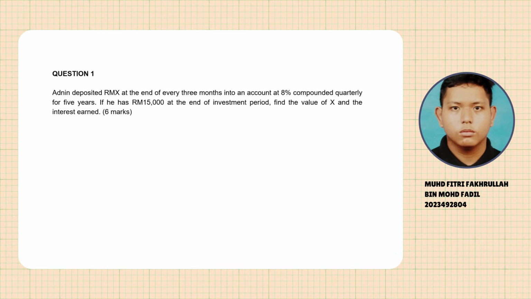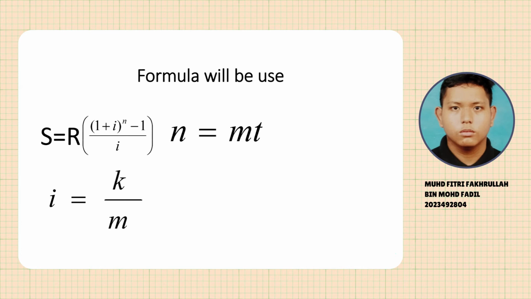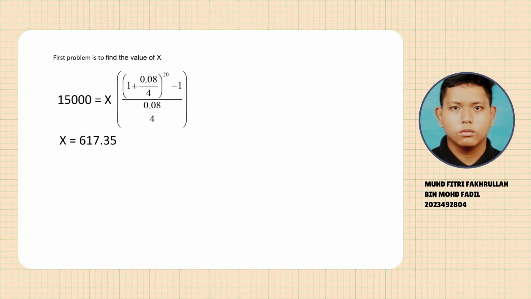Question number 1. Admin deposited RMX ringgit at the end of every 3 months into an account at 8% compounded quarterly for 5 years. If he had 15,000 ringgit at the end of the investment period, find the value of X and the interest earned. So, this is the formula that will be used in our question. After we analyzed the question, we found there are 2 problems to be solved.